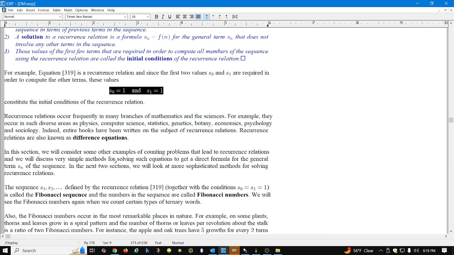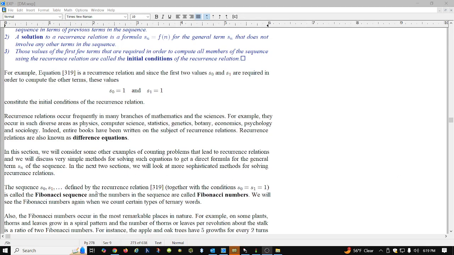So in this section, we're going to look at some examples of counting problems that lead naturally to recurrence relations. I'm also going to discuss the most rudimentary, the simplest method for solving such equations to get a solution, a direct formula for the general term. In the next two sections, we'll look at some more sophisticated approaches to solving recurrence relations.